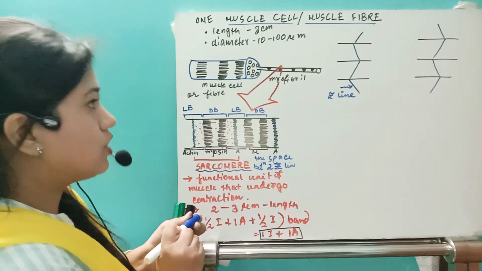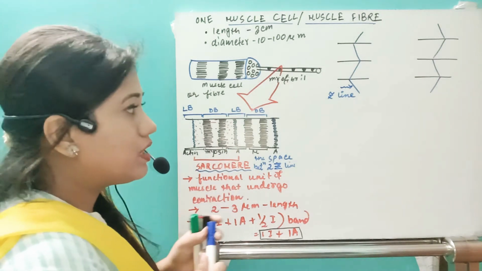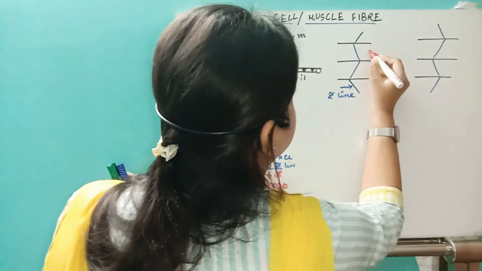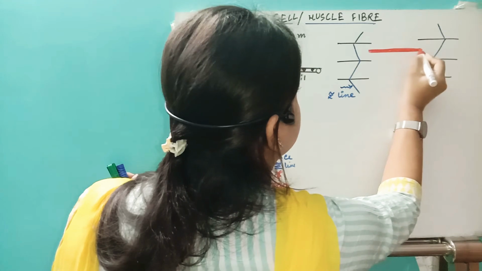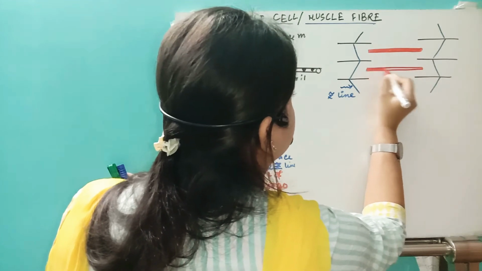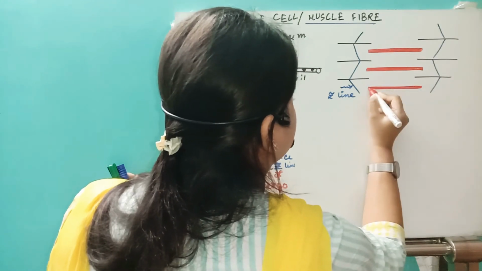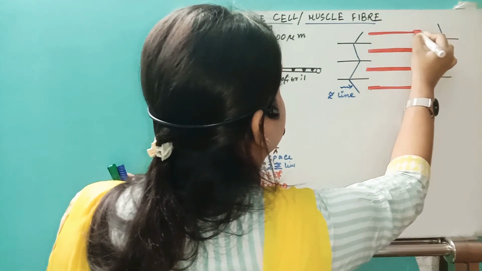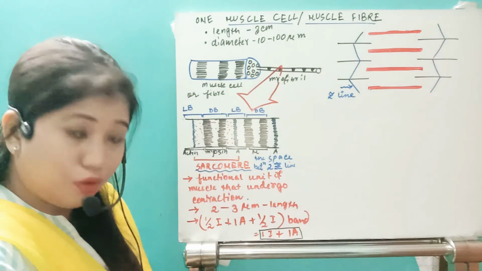Now in this region, what are you going to see? We are going to see the dark band. In this dark band, what are we going to draw now? The dark band, right? So this is going to be the dark band. This is a very important point you need to know.